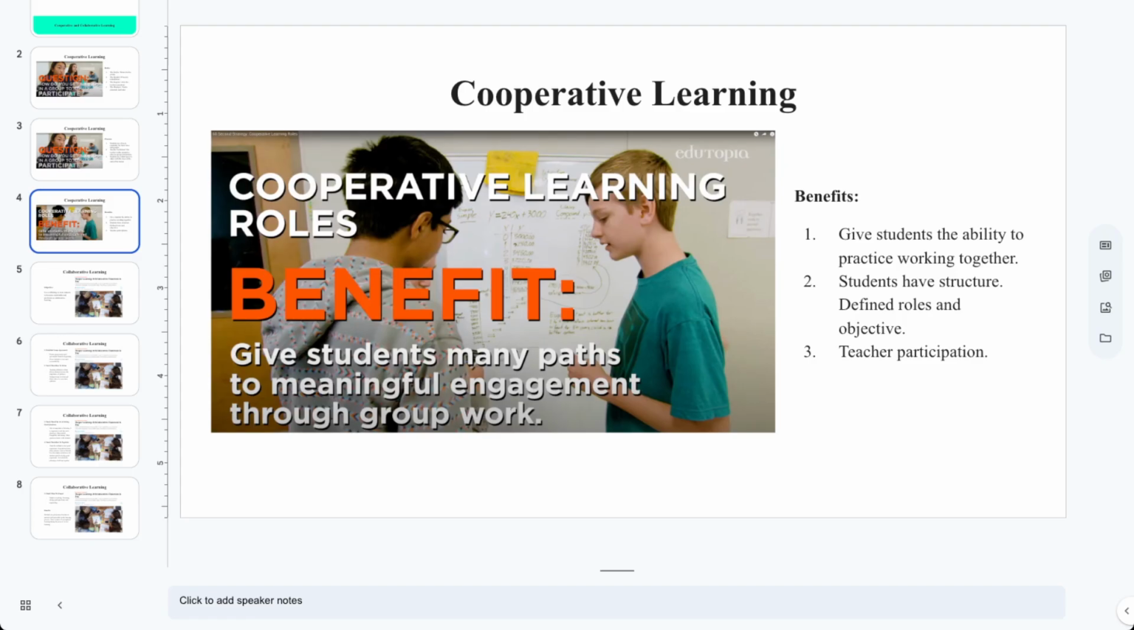And then a third benefit is teacher participation. So perhaps for some students that might need more of a structure and accountability in cooperative learning, the teacher is here along the way with the students and is actually active in their cooperative learning.